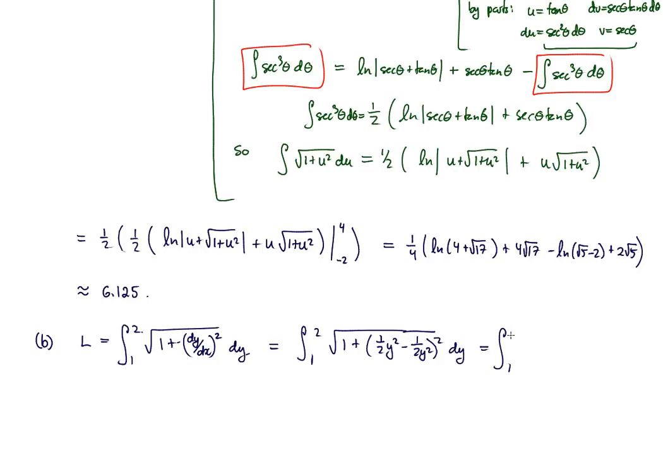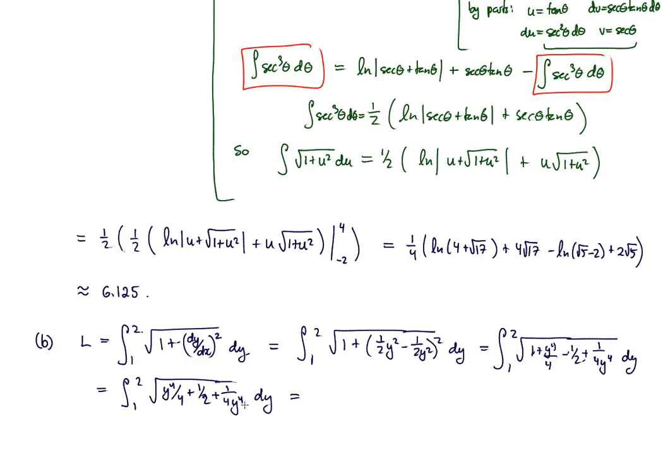And expanding things out, at this stage we can recognize what's under the square root as a perfect square. It's the square of 1/2 y squared plus 1 over 2y squared. And now the square root and the square can cancel off, and we get that that is the integral of 1/2 y squared plus 1 over 2y squared dy.